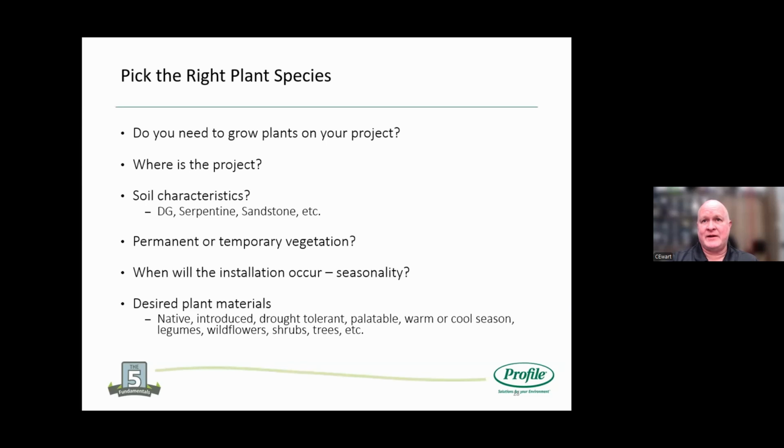And talk a little bit about this. Questions you need to be asking yourself is, do you need to grow plants in the project? Where is the project? What's the aspect? What kind of soil do you have? You did soil testing, so you know exactly what you're dealing with. Is this permanent or temporary vegetation? And when are you going to be installing it? These are critical questions to know about the project. And for many of you, maybe this has already been done by somebody else.